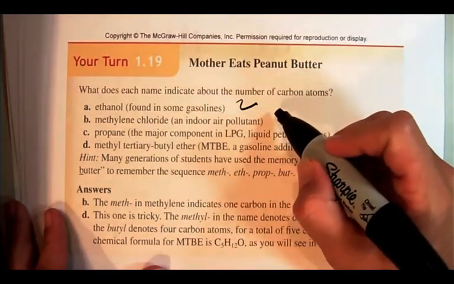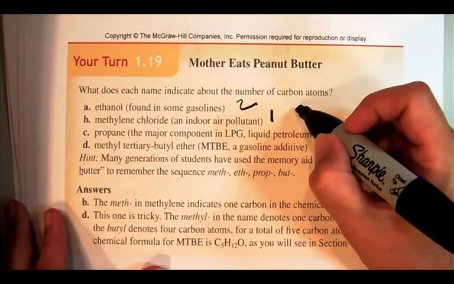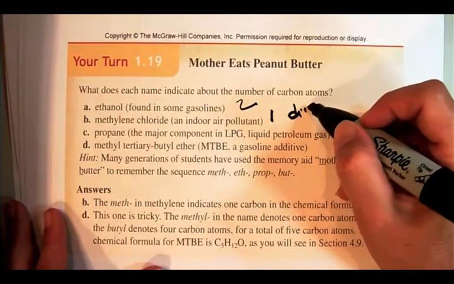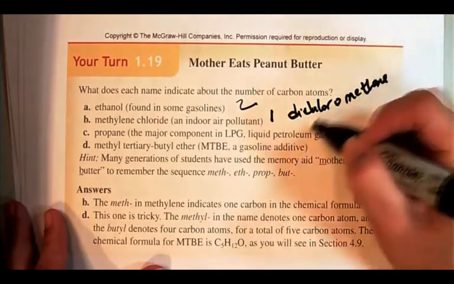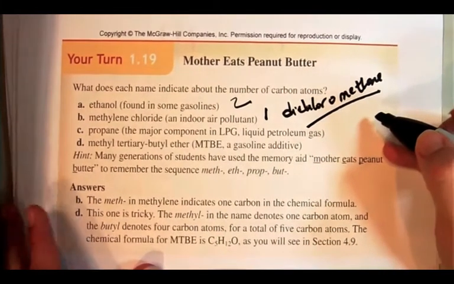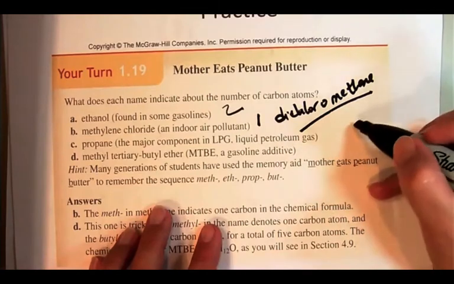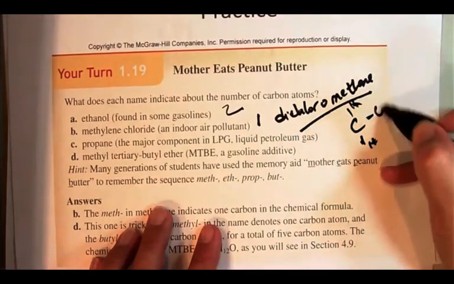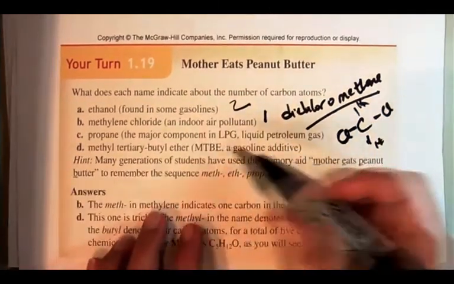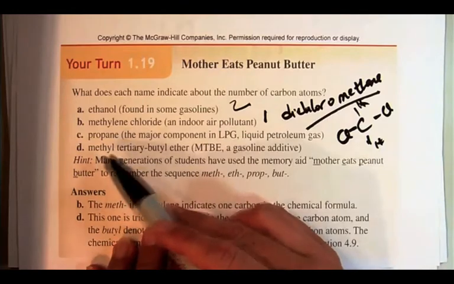And methylene chloride is actually the common name for the compound dichloromethane. And based on that name, I bet you could even draw the structure for this compound. Dichloromethane is just the methane group with two hydrogens and two chlorines. But we'll get to that later. Propane. How many carbons in propane? There are three.